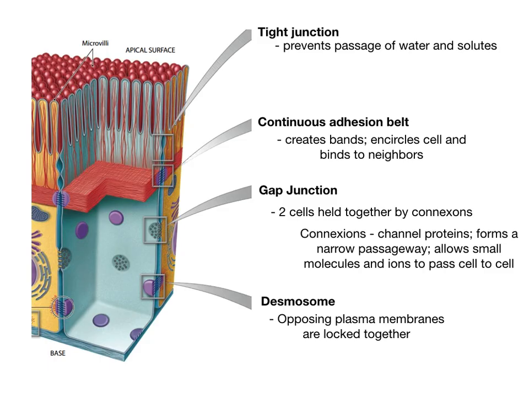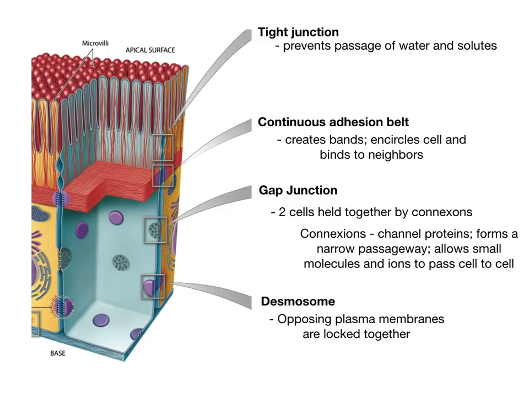So just kind of a recap. There are those tight junctions there at the top. This prevents passage of water and solutes. This makes the epithelial tissue waterproof. Then we have our continuous adhesion belt, which creates that band. It helps encircle the cells and binds the cells to their neighbor to create that even tighter junction.